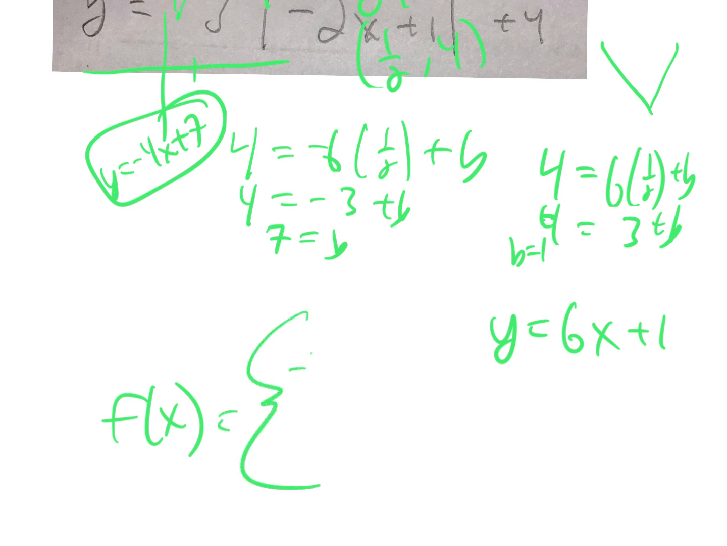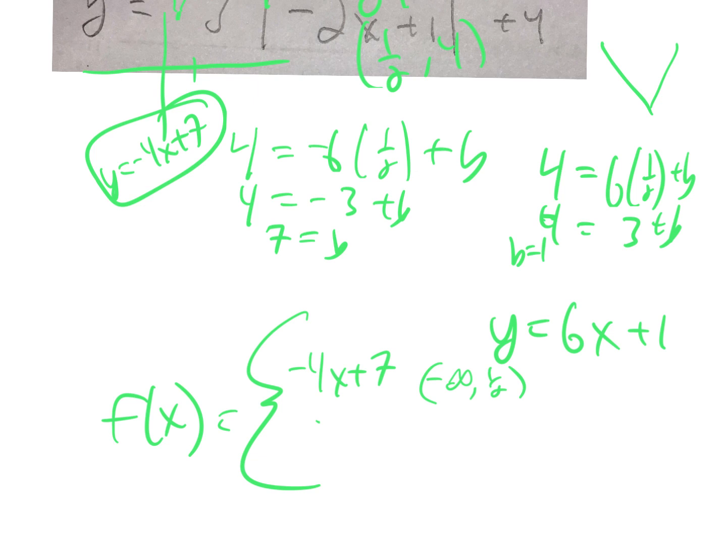So then to do the piecewise defined function, f of x, curly bracket. On the left, I'm using -6x plus 7, and that's when x is less than 1/2. So negative infinity until 1/2. And then I'm using, why did I write 4x? This is 6x, isn't it? Yeah, you probably caught me on that.